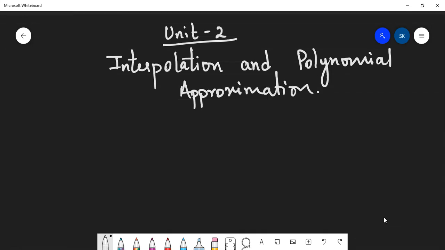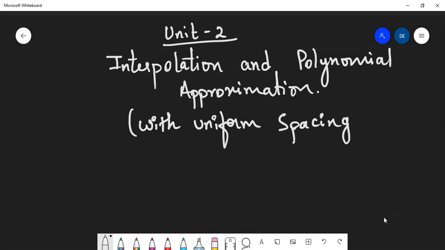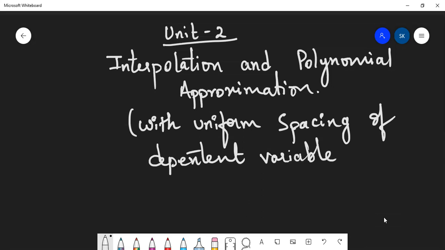Right? So this interpolation, what you are going to learn, is with uniform spacing of the independent variable. What is uniform spacing? What's the meaning of that? That means the x variable is uniformly spaced.